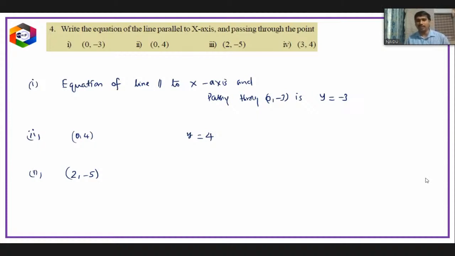I think it is very clear for you. And most of them have given the answers in the chat box also. Well done. Very good. And as I said, since it is parallel to the x-axis, it will be in the form y equal to k, and that k is the y distance, which is y equals minus 5. Now the last one: (3, 4) is the point through which the line should pass, and it is parallel to the x-axis. Now, quickly give your answers, children, once again.